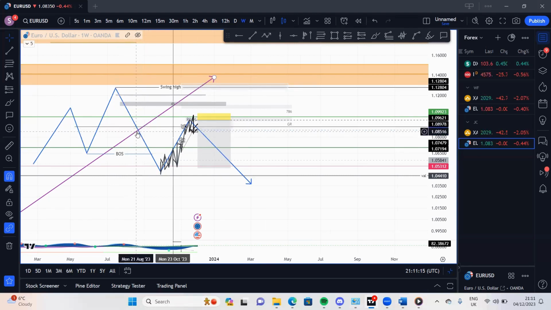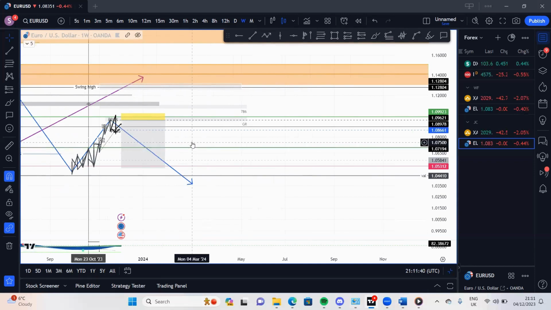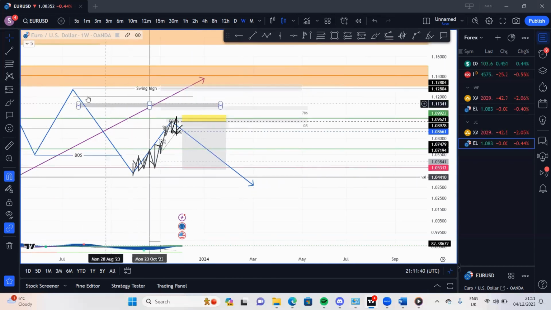But that's not what we got, is it? Instead, we got a breaking structure, and that came all the way down. After a breaking structure, what do we expect? We expect a retracement to continue that downward trend. So that retracement, where is it going to take place? It can take place anywhere within this range, within this supply range. It can be here, can be here, can be up there.